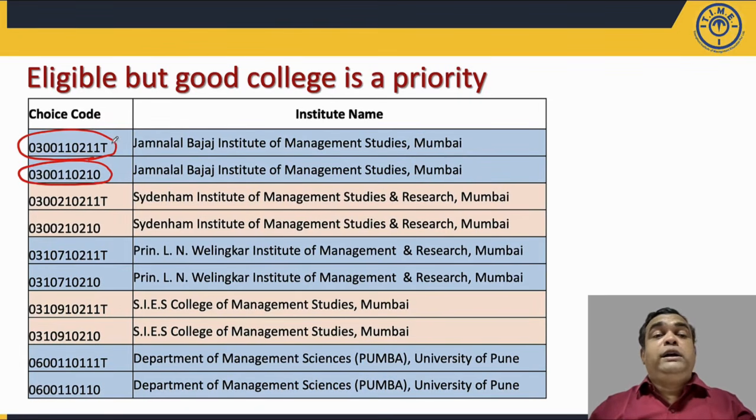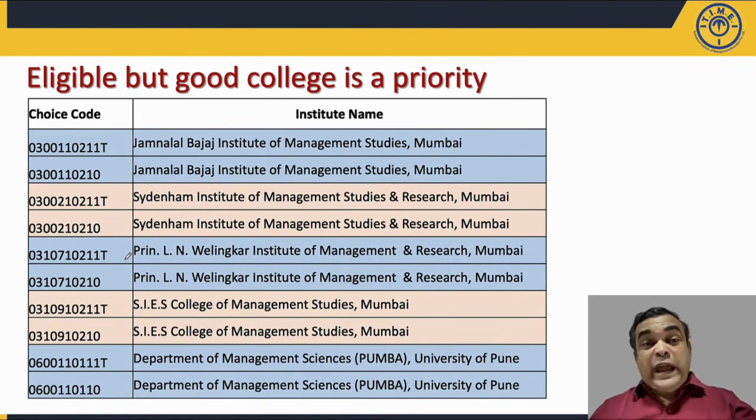Look here. T is at the end. Here T is at the end. Here T is not at the end. So for JBIMS, I'll choose 2 times. One with a T code, one without T code. And with the T code, I'll choose first. Then without T code. Then for Sydenham, with T code, without T code. So for every college, I'll fill 2 options. One with T, one without T.